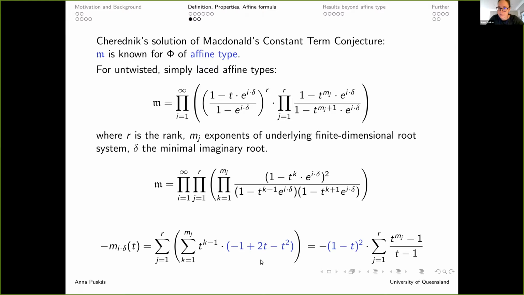Okay, so maybe if one looks at Macdonald's formula, this second format, then you might recognize this shape of something squared and then off by one things in the denominator, but this fixation on the 1 minus t squared goes beyond just the familiarity of this shape. The quotient actually has some meaning about the affine Lie algebra. So let me explain this a little bit.